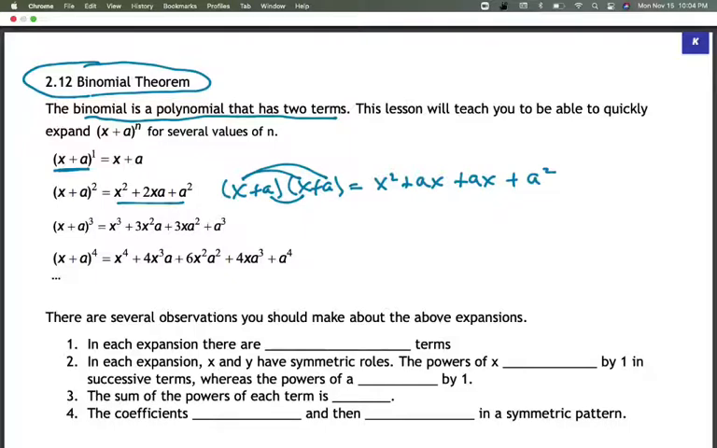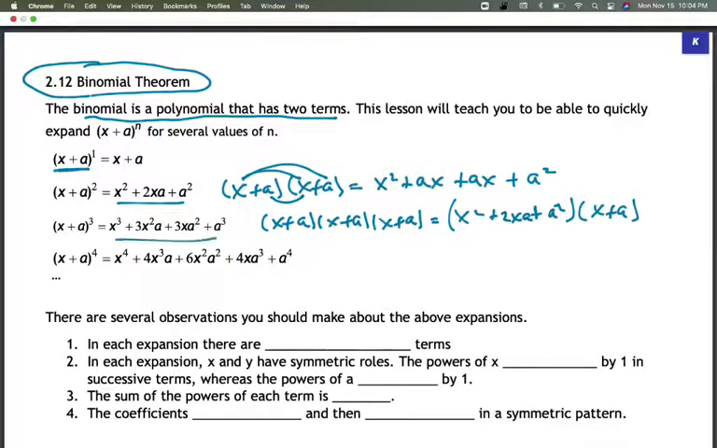So that's not so terrible, but when you get something like to the third power, you have x plus a times x plus a times x plus a, it becomes a little more tedious. You end up with x squared plus 2xa plus a squared. And then you still have to multiply that by x plus a, which ends up simplifying to be this right here. And when you get x plus a to the fourth power, it becomes even more tedious. So this lesson is going to help you quickly expand one of these x plus a to the nth power without having to do a whole lot of work.